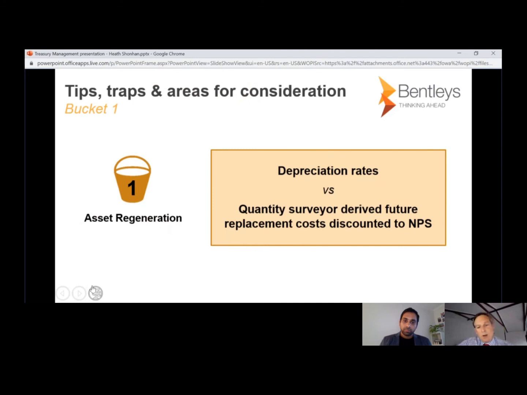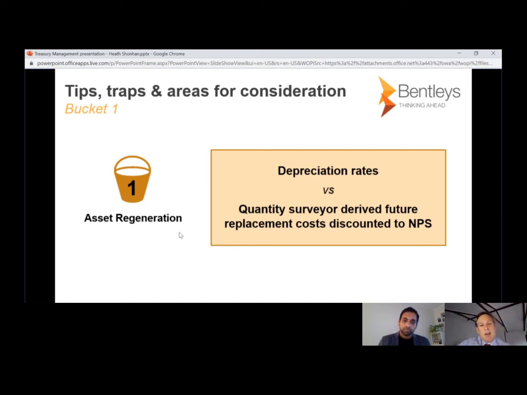Some tips and traps just very quickly before we wrap up, because we want to make sure that those who are viewing this webinar can really practically operationalize the method, the tools, and the outcomes that we're talking about. So I mentioned before, bucket number 1, asset regeneration. We defaulted for the purposes of this case study to use depreciation rates.